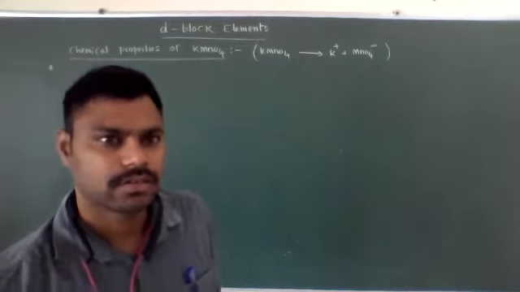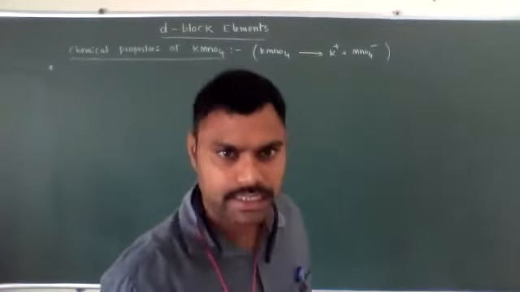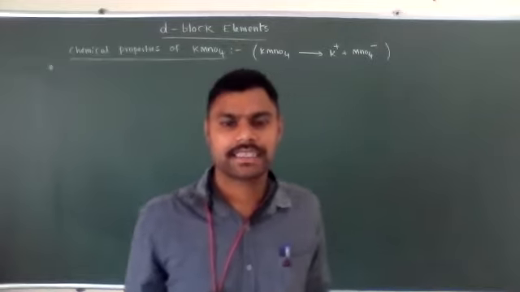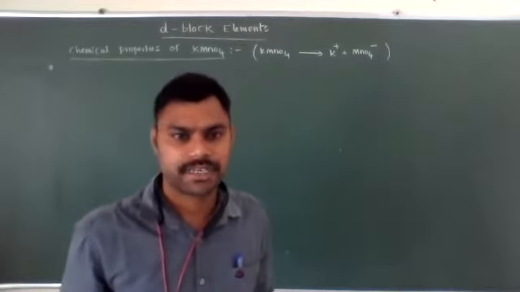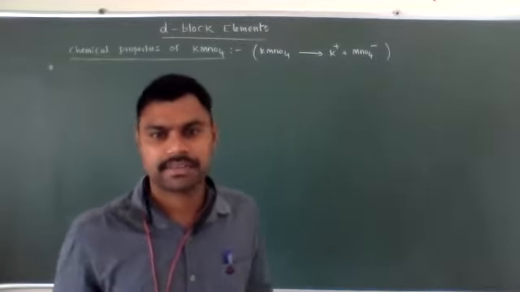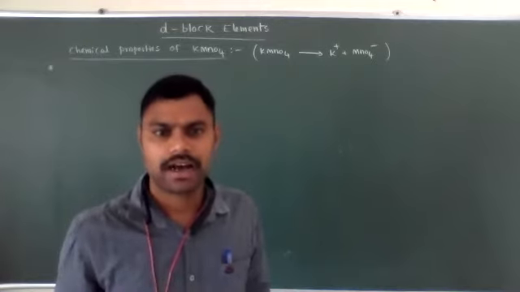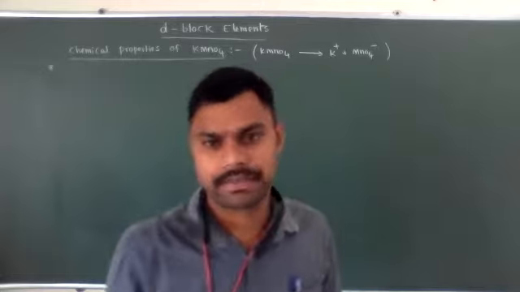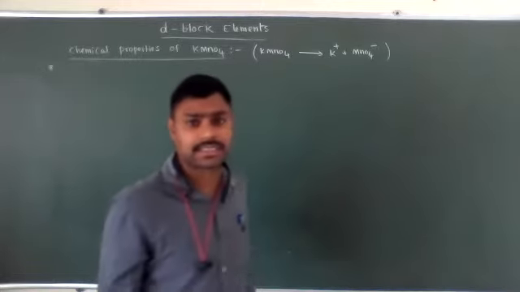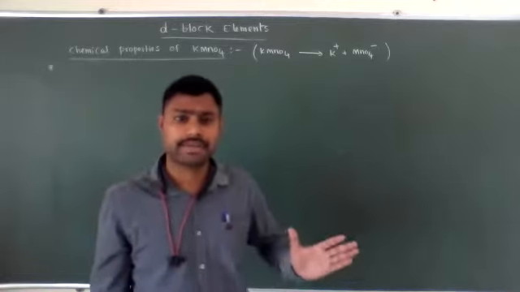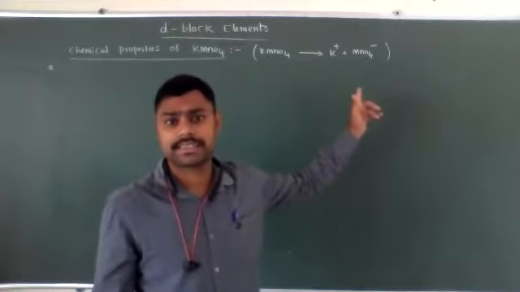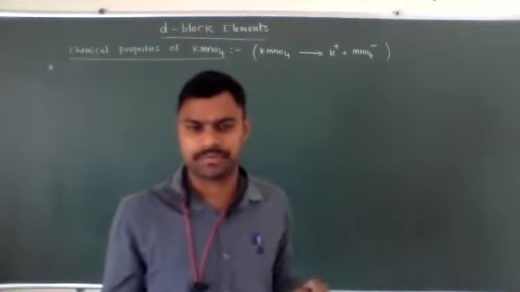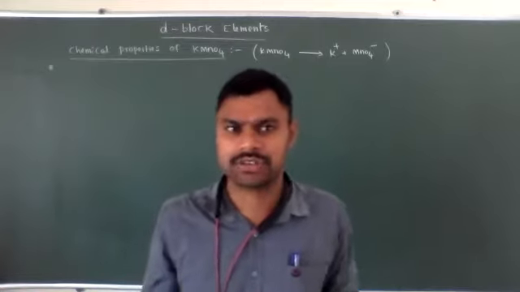KMnO4 acts as a strong oxidizing agent. Its oxidizing nature depends on whether the medium is acidic, neutral or weakly basic, or strongly basic. Already we have discussed it. KMnO4 in acidic medium, the +7 oxidation state is converted into +2.